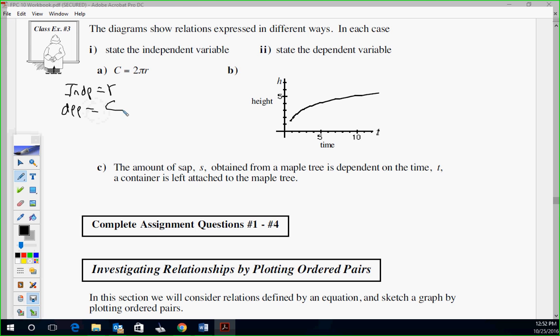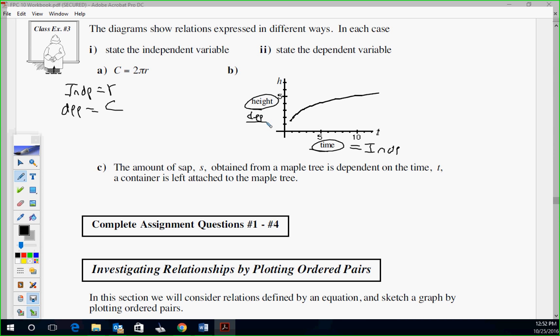Okay. How about on B? Noah, what's the independent on part B there? Yep, T for time. Good. And then Luke, how about the dependent? The height. Good.